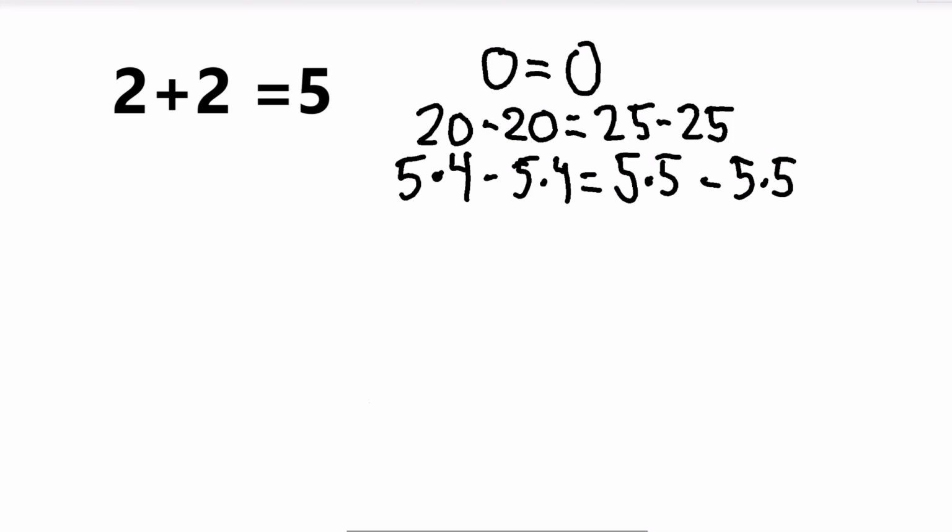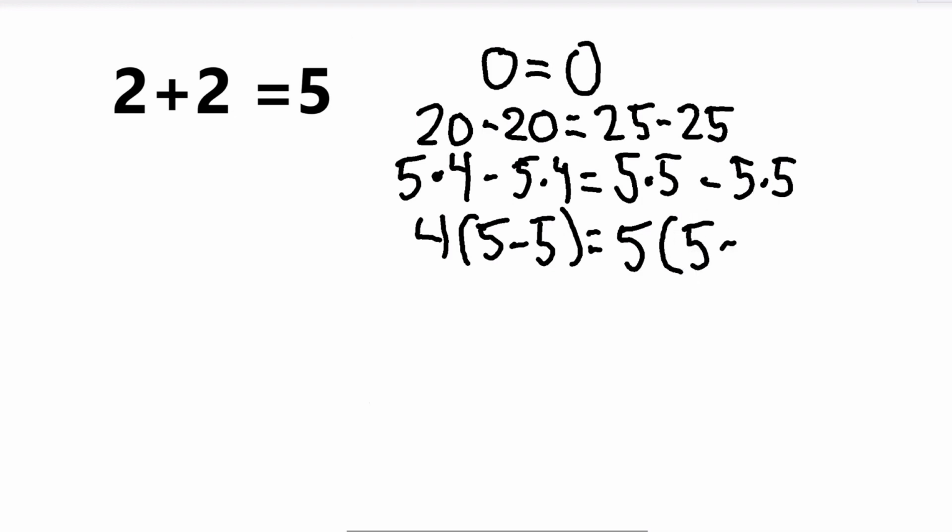Alright, so now what I'm going to do is I will factor both sides. So I'll take out the 4 from this side, from both terms. So that'll be a 4. And what do we have left? We have 5 minus 5. Okay? And now on this side, I'll be factoring out the 5 from both terms. So take out this 5 and this 5. And now we'll also get 5 minus 5.